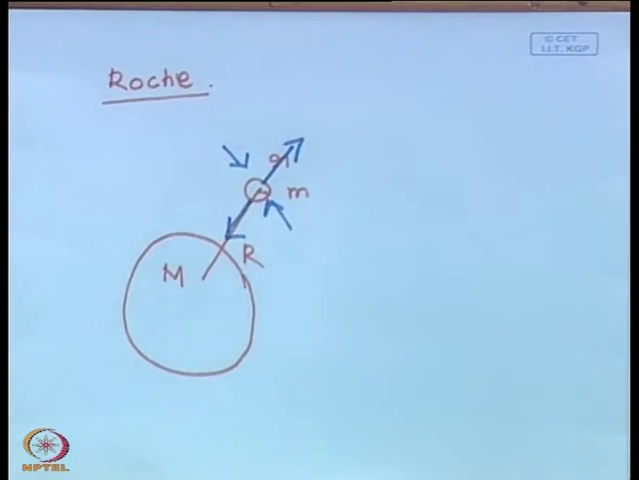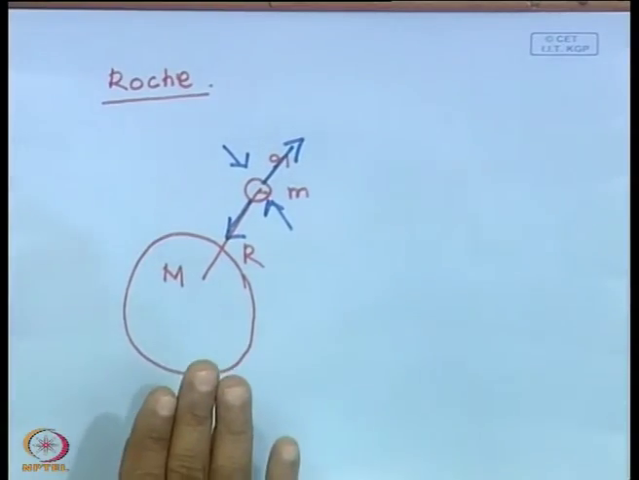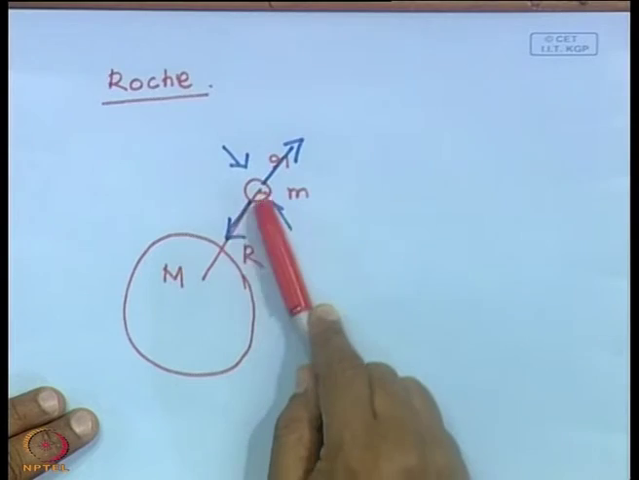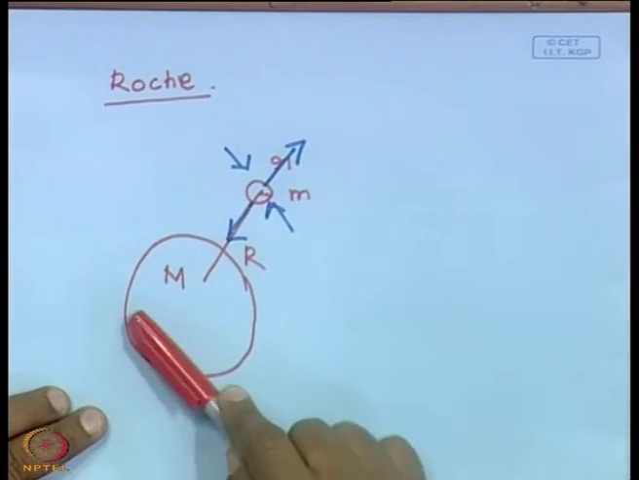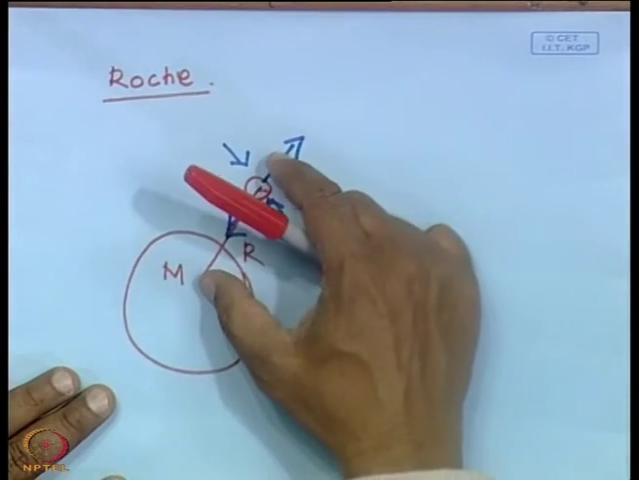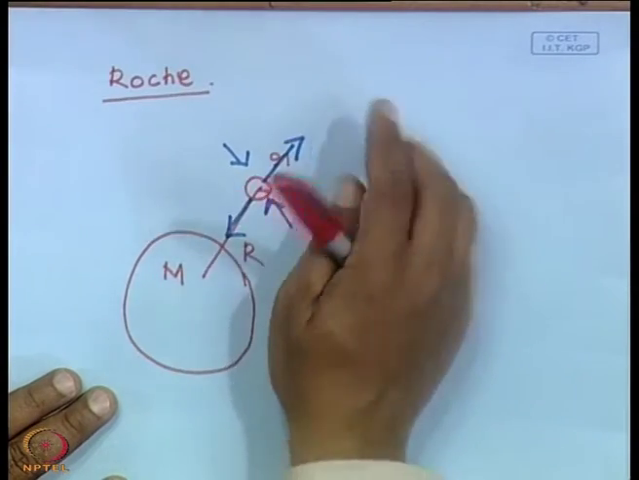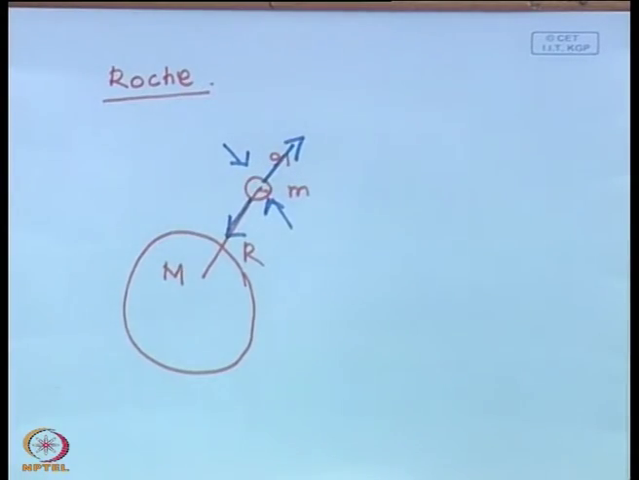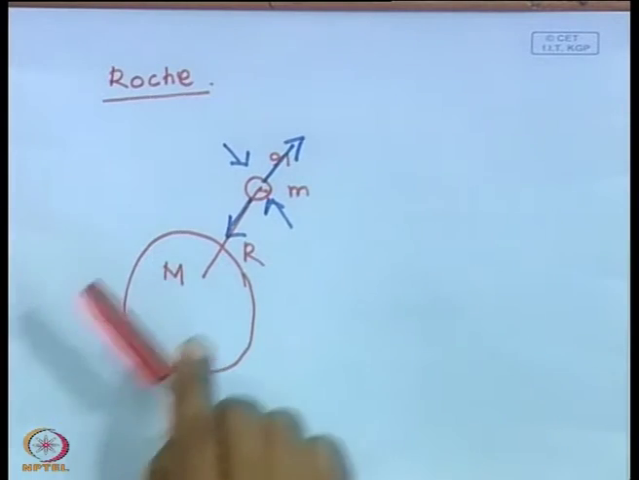The tidal forces will exceed, like on earth we saw the tidal forces of the moon and the sun are extremely small compared to the acceleration provided by the earth. But it may so happen that if you bring this object sufficiently close to this big massive object, there will be a certain distance where the tidal forces are sufficient to disrupt it. So, let us estimate that distance.